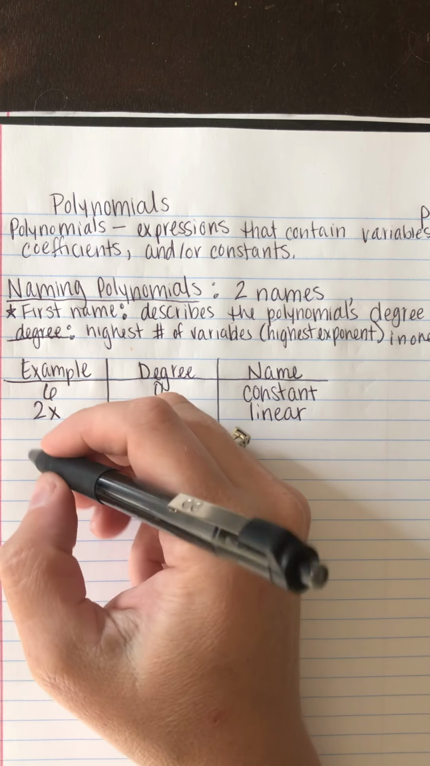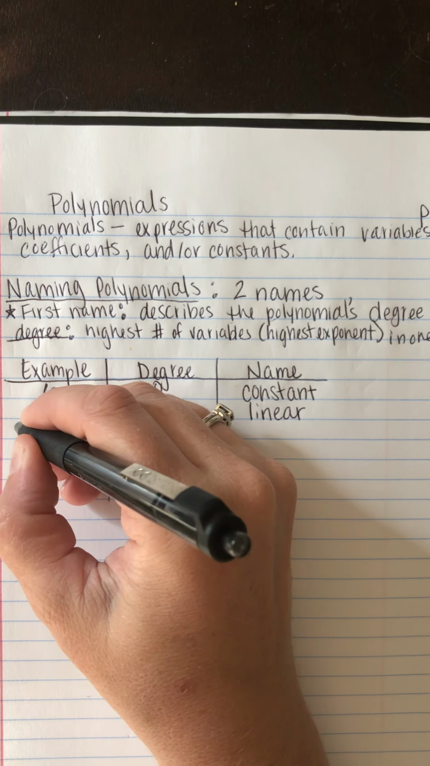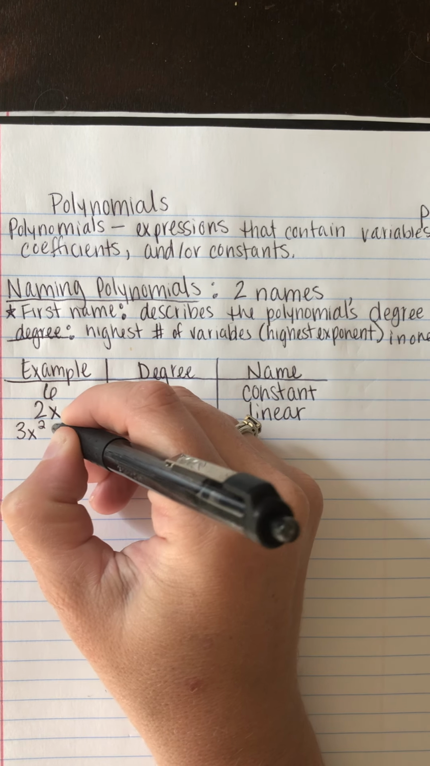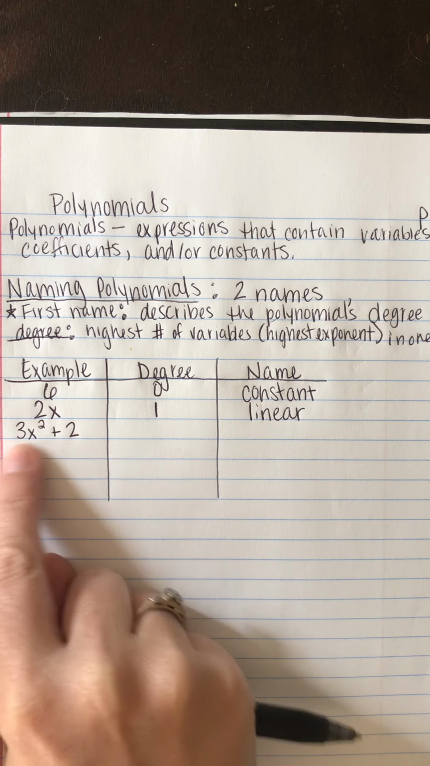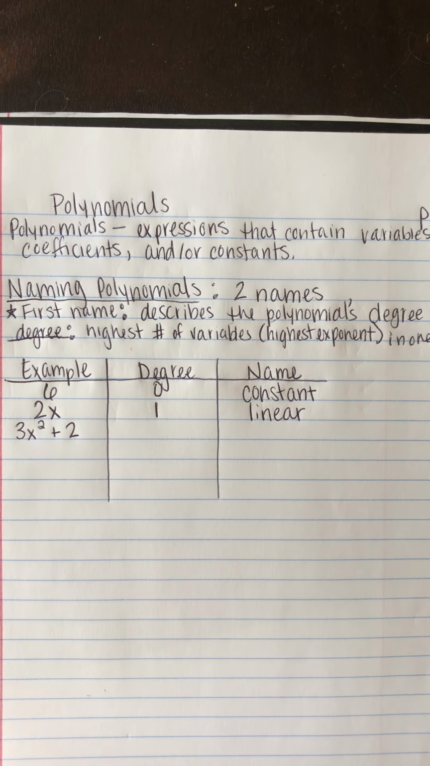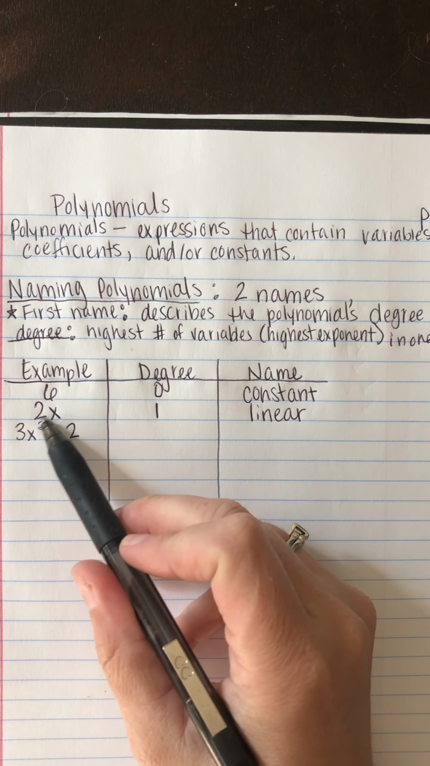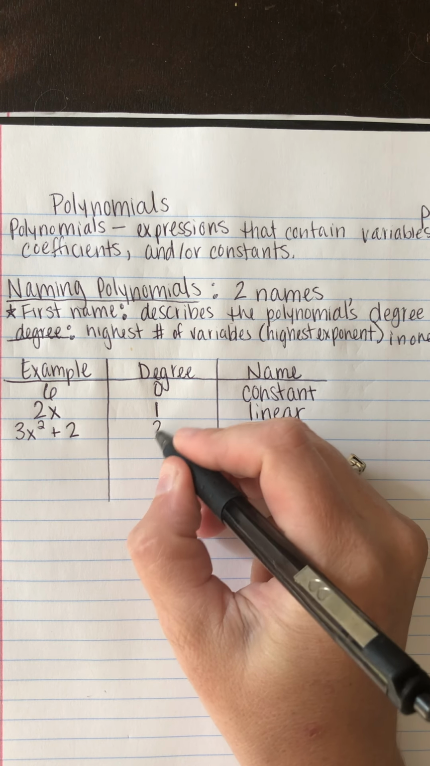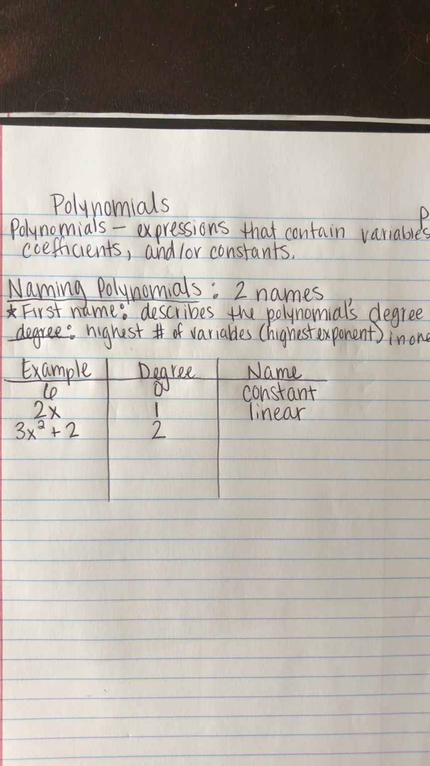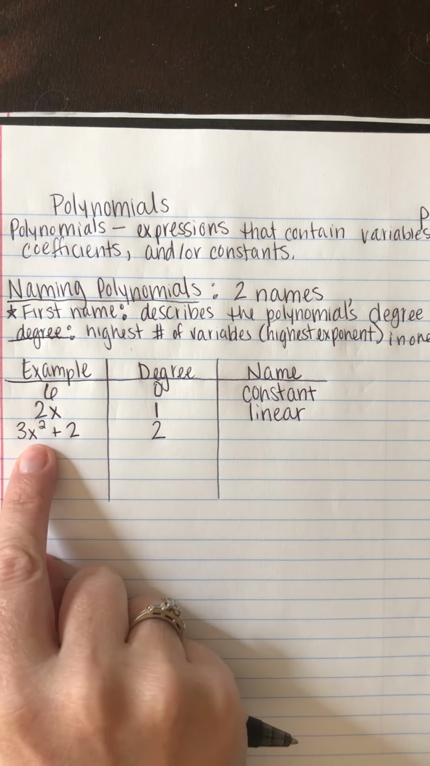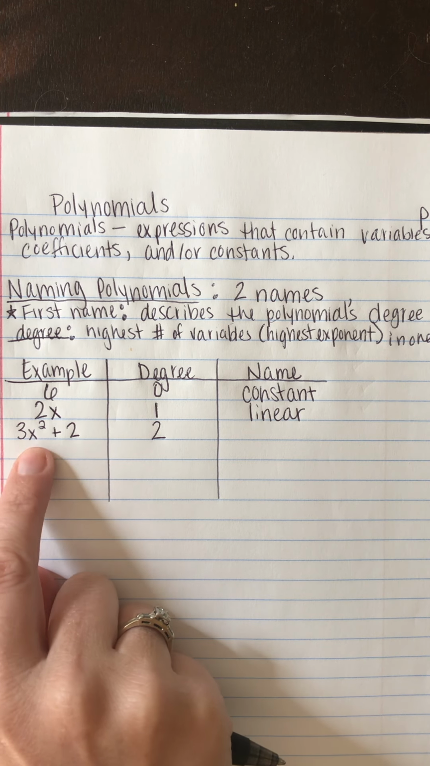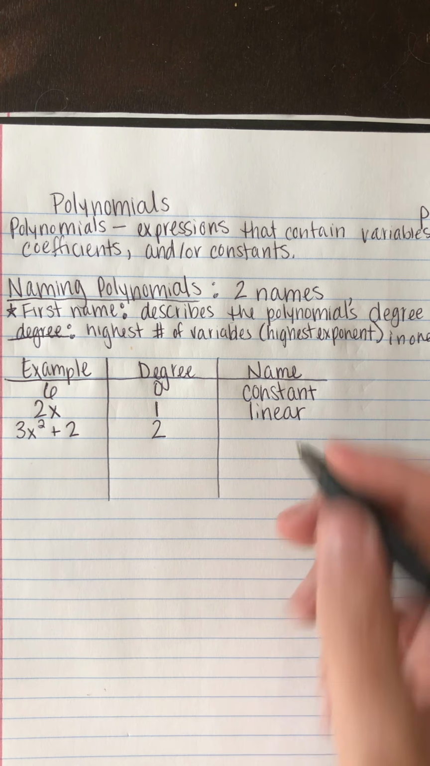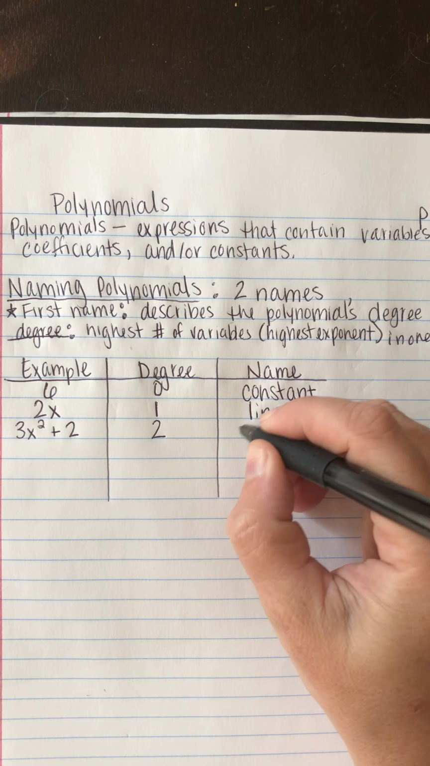All right, another example might be something like 3x squared plus 2. Now we don't really care right now how many terms it has. All we're looking for is that largest exponent. So our largest exponent is here. That tells us that our degree is 2. So the degree talks about the highest exponent or the largest number of variables. This would be like x times x, which would really in turn tell us that there are two variables in this one term. So we're going to call this one quadratic.